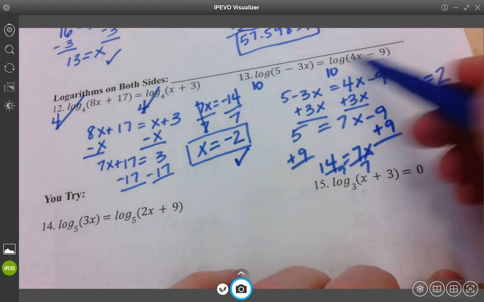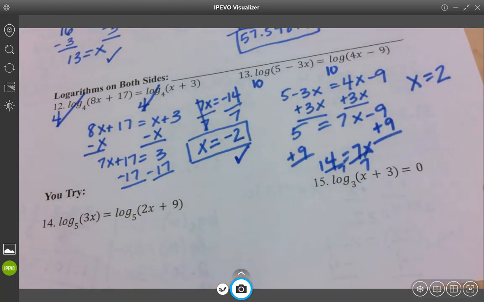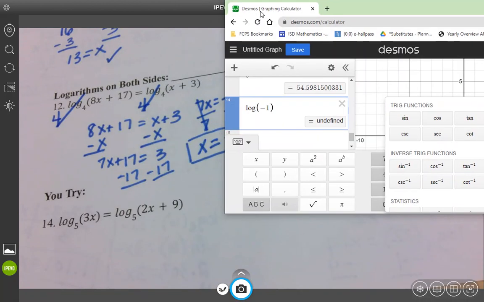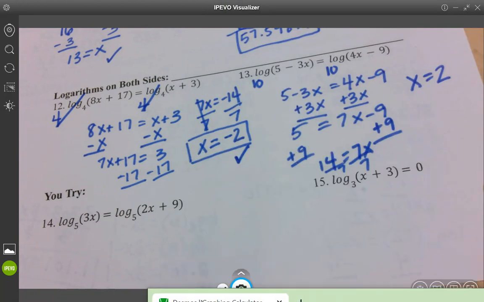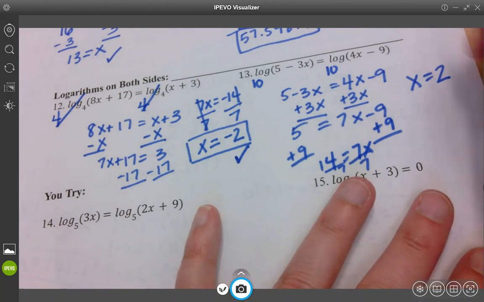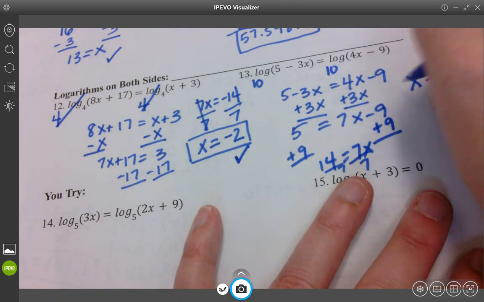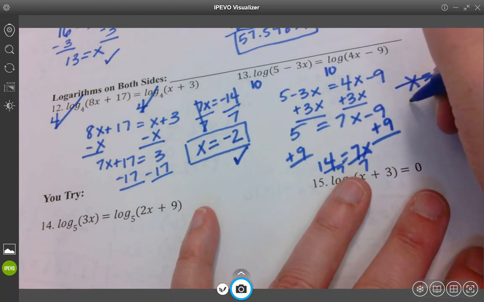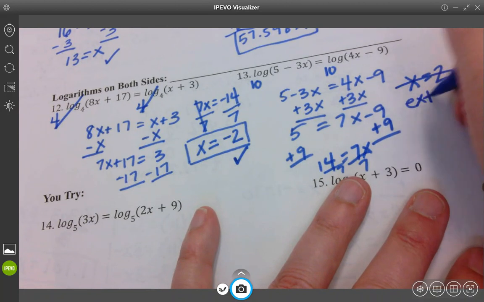So that's not okay. You can't do the log of -1. What even does Desmos say when we do log of -1? What do they tell you? Log of -1. Undefined. See that? Desmos is not happy with that. So we can't do that. Even though algebraically we got a number, it's extraneous. So you got this answer, and then we're going to just cross it out and write extraneous, which means that there is no solution.